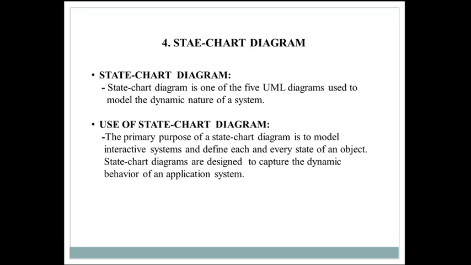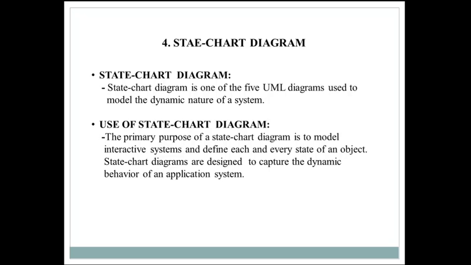My previous presenters described the use case diagram, class diagram, and sequence diagram. Now I describe the state chart diagram. What is a state chart diagram? A state chart diagram is one of the five UML diagrams used to model the dynamic nature of a system. They define different states of an object during its lifetime, and the states are changed by events. State chart diagrams are useful to model reactive systems.